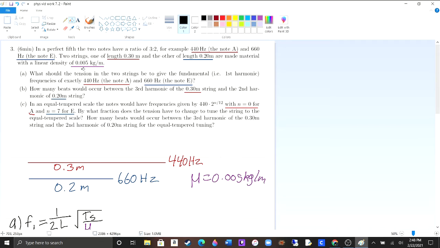So this is going to be problem number 3. And this problem deals with the relationship between frequency for a string and its length, the tension in the string, and the linear density.